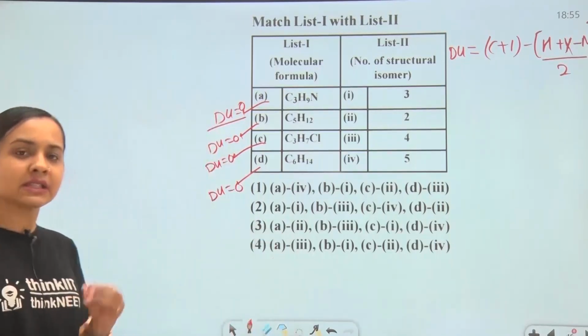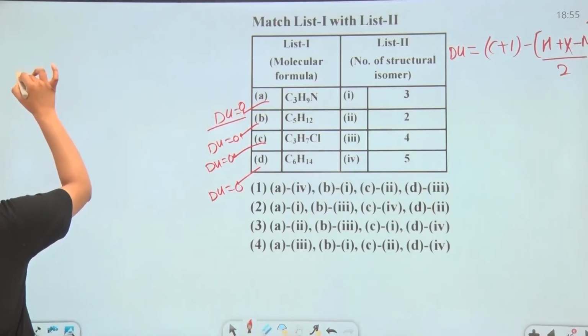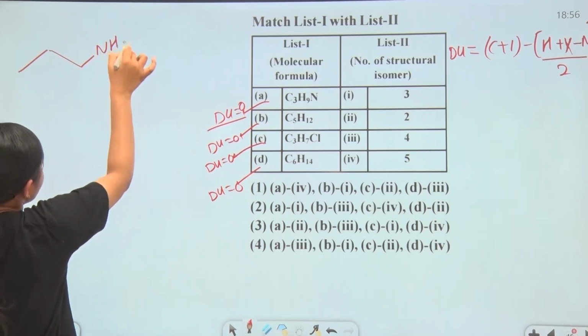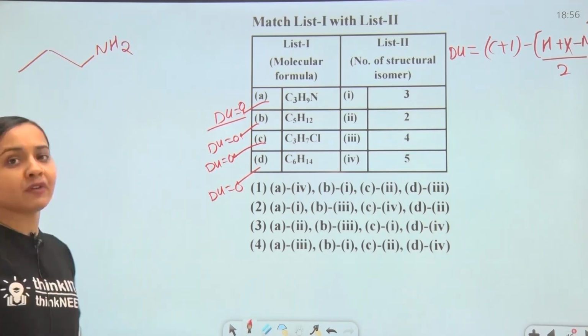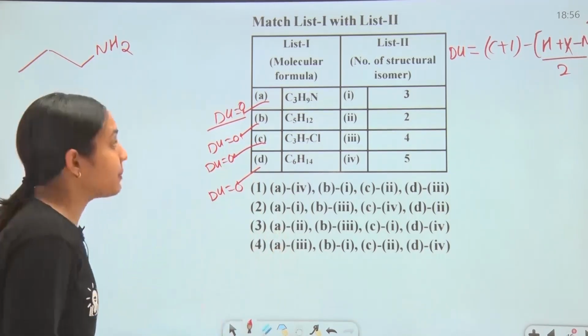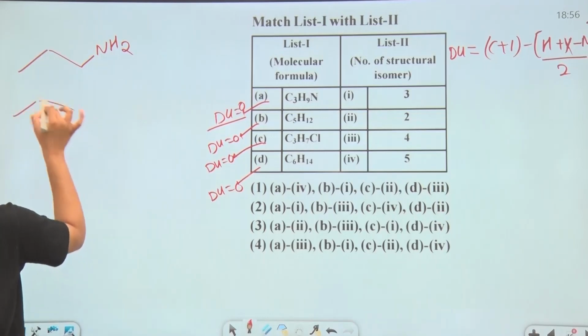Now first one is C3H9N. So 3 carbon atoms are present and 1 nitrogen, that means NH2. That means by using this molecular formula we can form this primary amine. Next this amine.